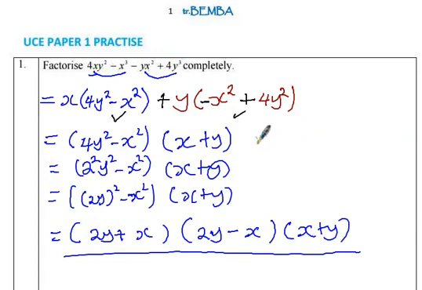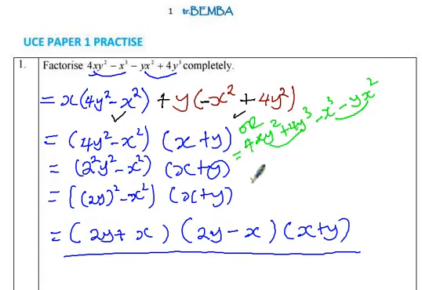How? This is an alternative. I can start with the first term, which says 4xy squared. Then I bring this positive 4y to the power 3, so plus 4y to the power 3. Then I have minus x to the power 3, and then my minus yx squared. I've only moved this term so that the y terms are together. And still, since I have 4 terms, I will look at the first 2 terms and the last 2 terms. So what is common to these first 2 terms? Okay, let me put my equal signs.